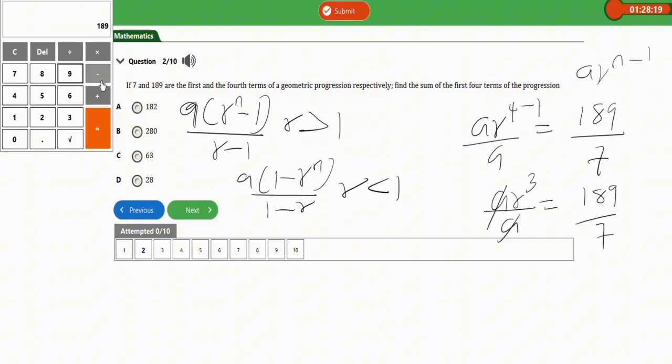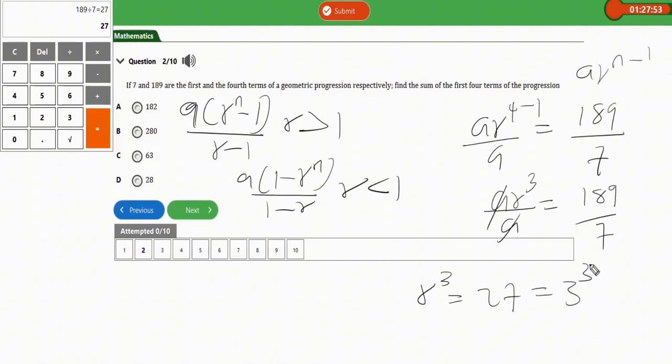189 divided by 7. So we have it to be what? 27. Okay, so we are left with r cubed equals 27. I know that 27 is the same thing as 3 to the power 3. 3 times 3 times 3 gives 27. So this is simple mathematics.